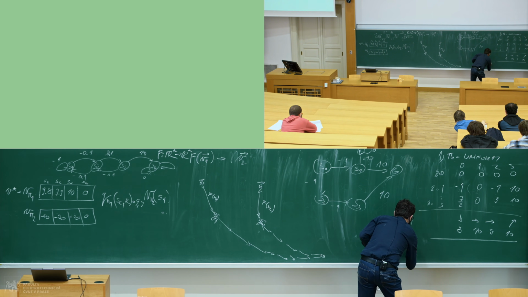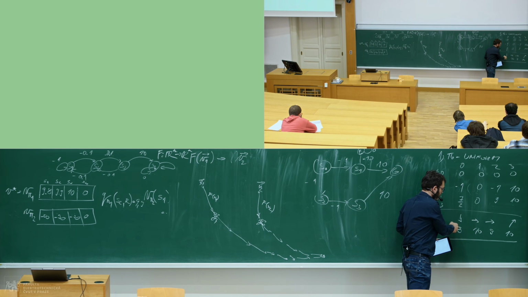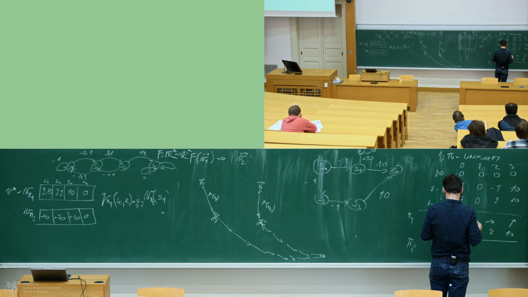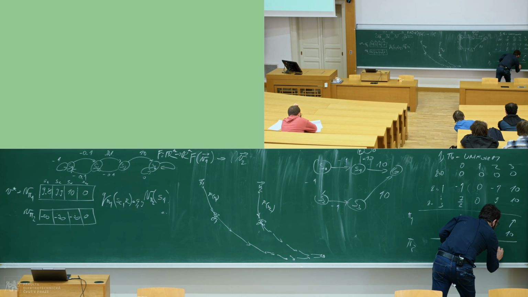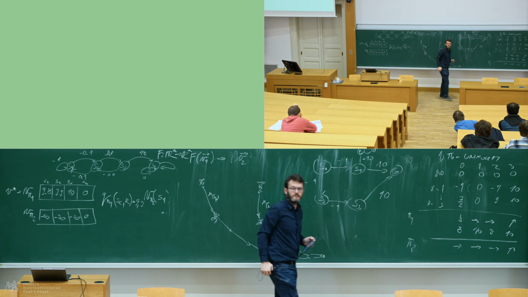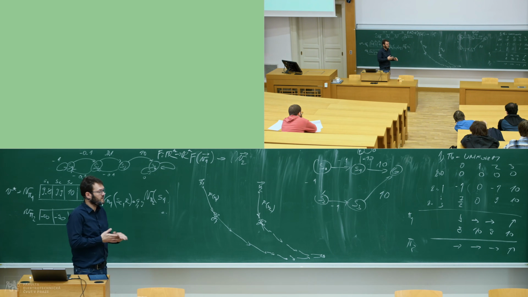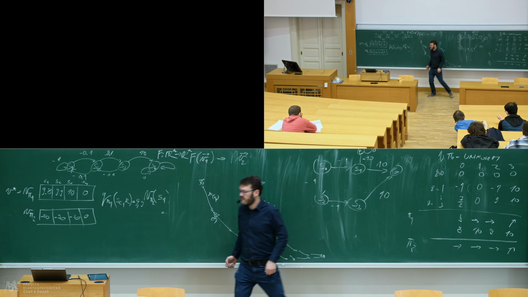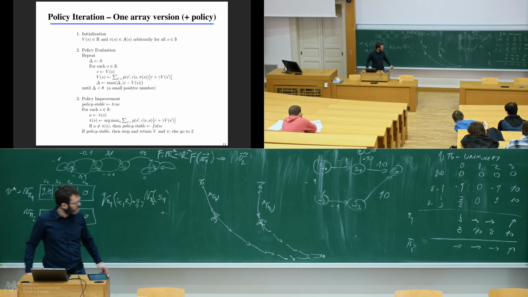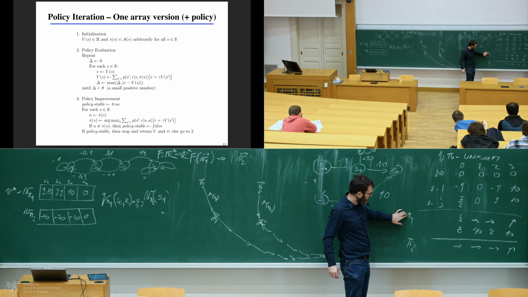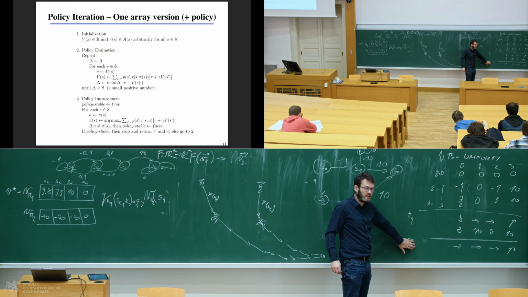And then we would compute Pi2, which is greedy with respect to this evaluation, and we already get the right policy, which is the optimal policy. Does it make sense? So this is policy iteration. Yeah, we stop when the policy is stable. That means that after having a policy, computing its value, and computing new policy, the policy didn't change.